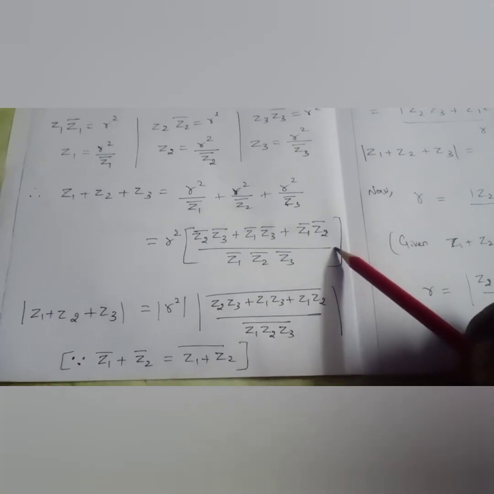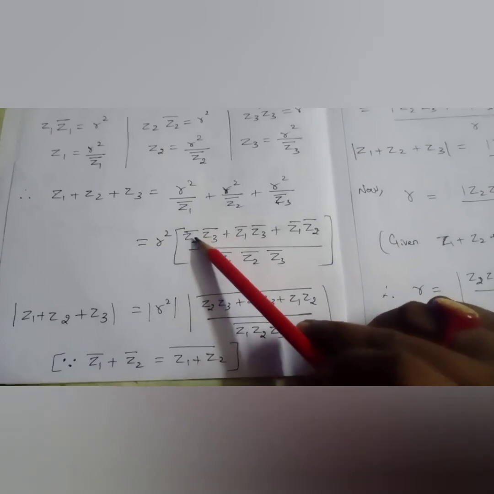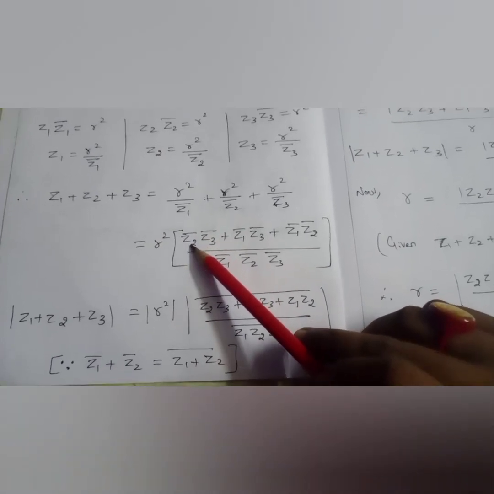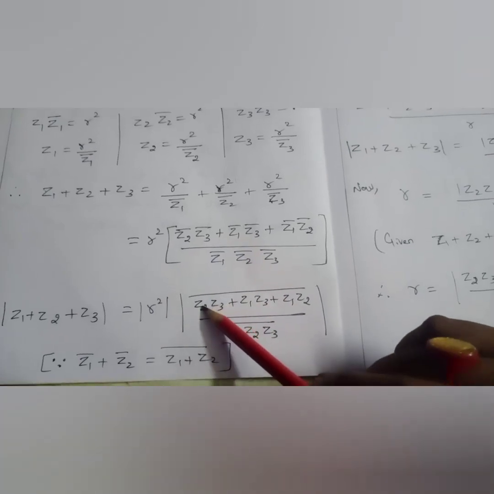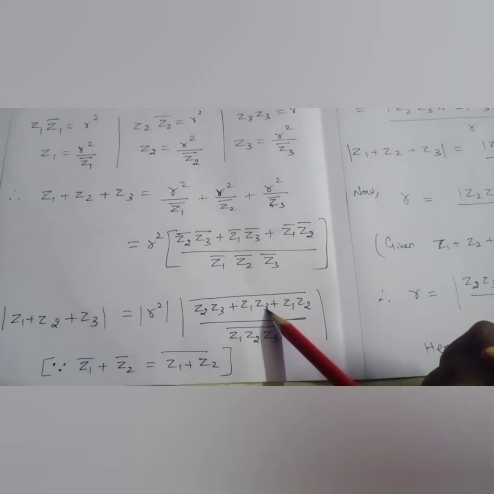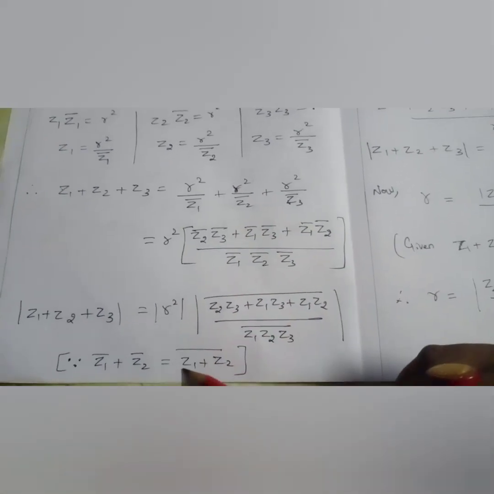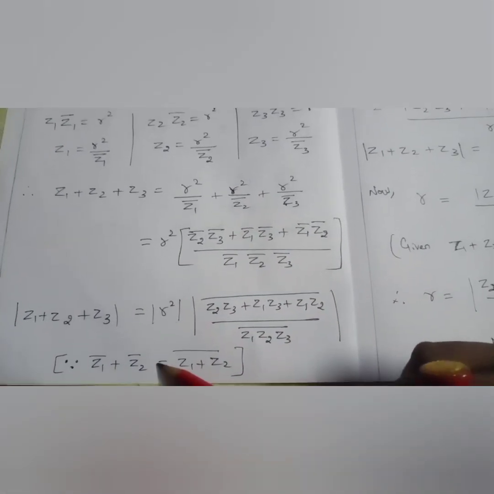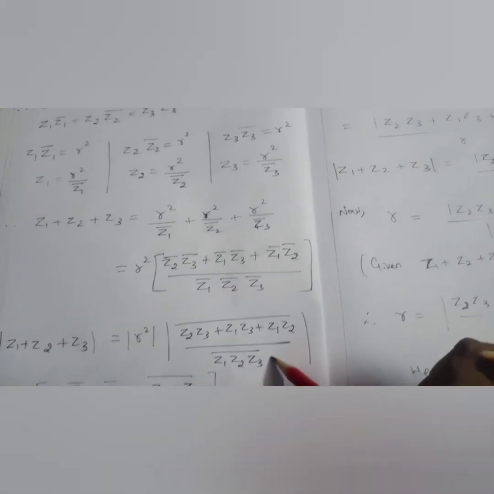After taking the LCM, I am converting this, like I am having split bars for z2 alone and z3 alone. Now I will write it together. So z1 z2 plus z2 z3 plus z1 z3, the whole bar. I am making this as a whole bar by this property, that is z1 bar plus z2 bar can be written as z1 plus z2 the whole bar. So I have used that property.